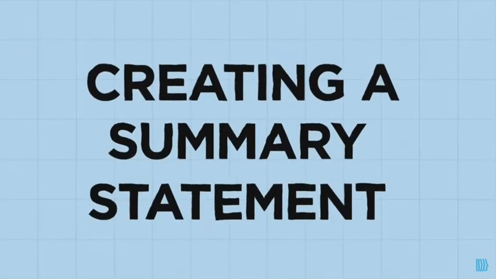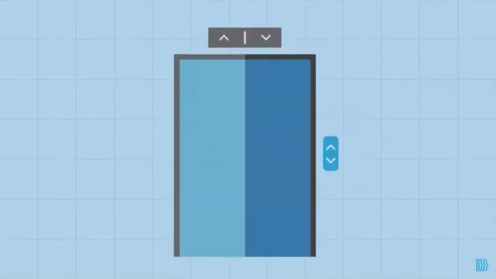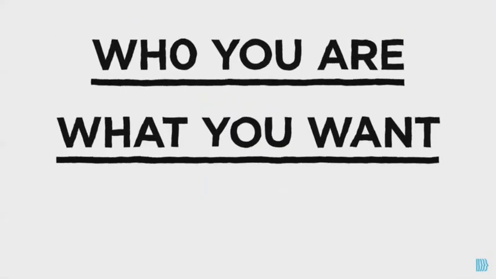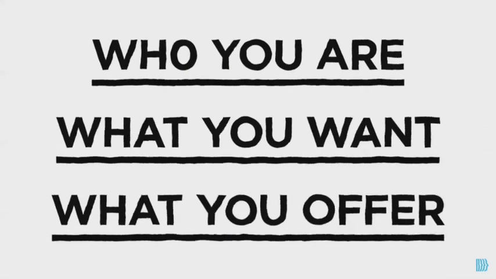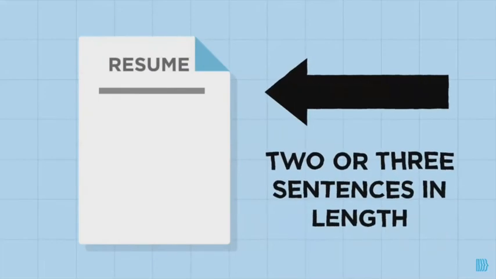Employers want to know what you can bring to their business. The summary statement is your resume's key element. It should tell employers who you are, what you want from the job, and what you can offer to the organization or business. This should all sit at the top of your resume, maybe 2 or 3 sentences in length.